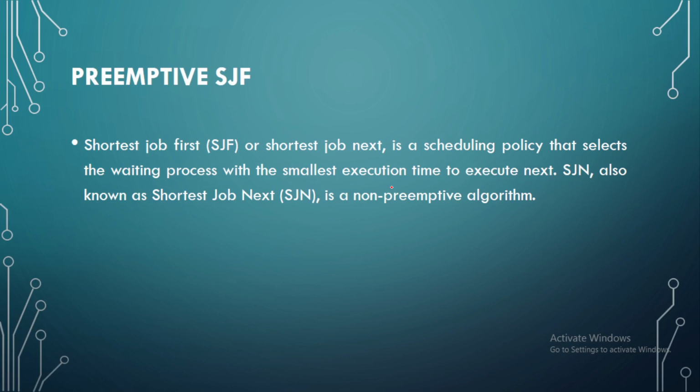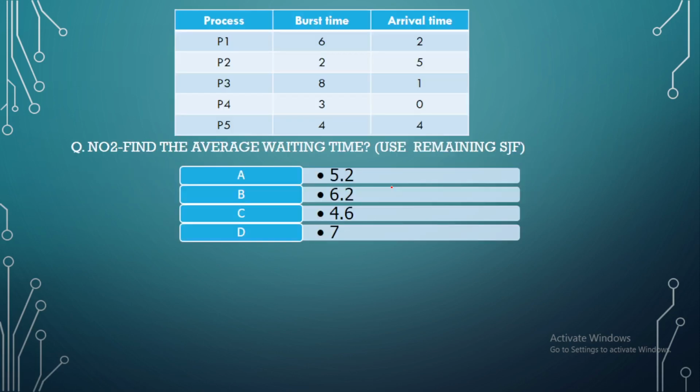So it's a scheduling policy that selects the waiting process with the smallest execution time to execute next. Even if a process is running, if an arriving process has the smallest time, then the smallest process will be given the CPU. We remove the running process from the CPU and give the CPU to the smallest execution time process. Here's an example, the same example we are going to use to demonstrate the remaining shortest job first algorithm.